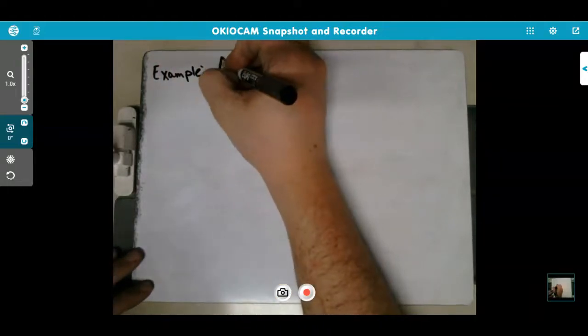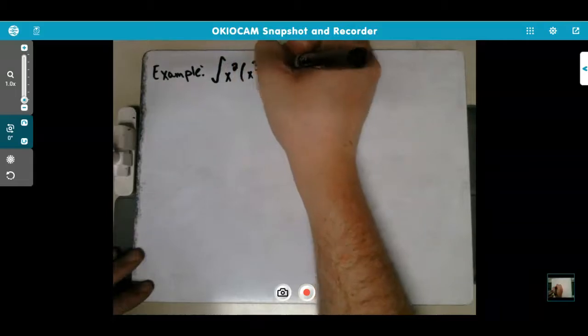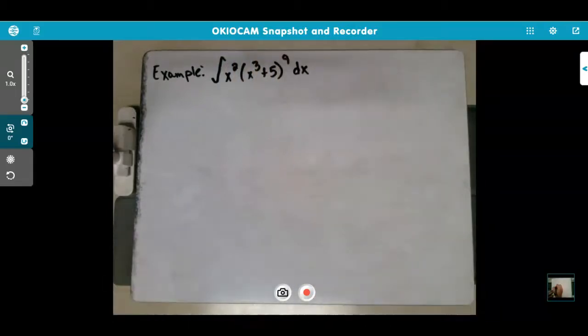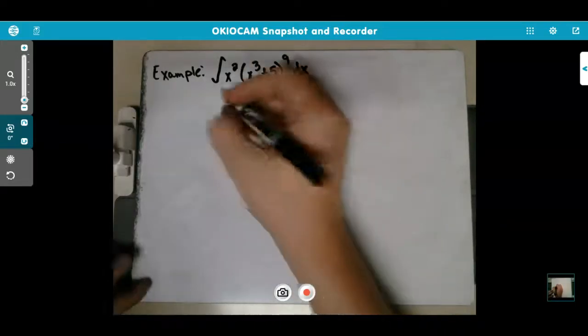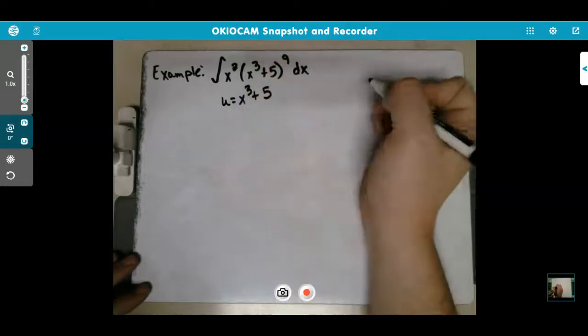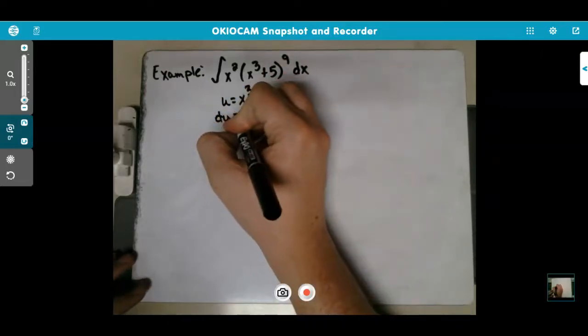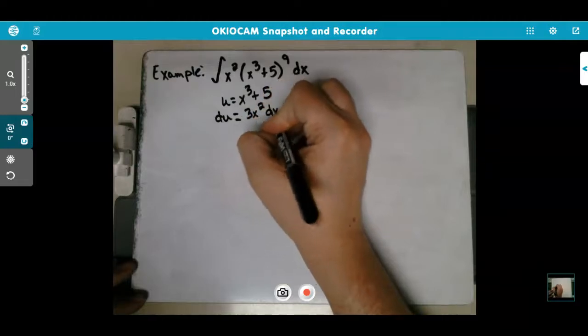Integral of x squared times x cubed plus 5 to the 9th dx. Once again, if I look at this, it isn't in a form yet that I can quite do, so I want to change this whatever way that I can. I have stuff raised to the 9th, so I'm going to let u be equal to that stuff, so x cubed plus 5. And so du, the derivative, bring my 3 down, would make it 3x squared dx.